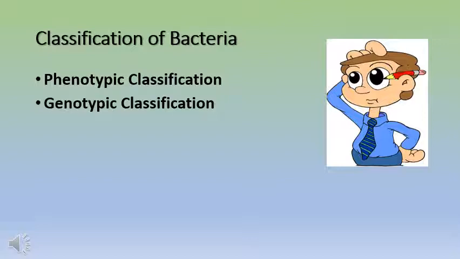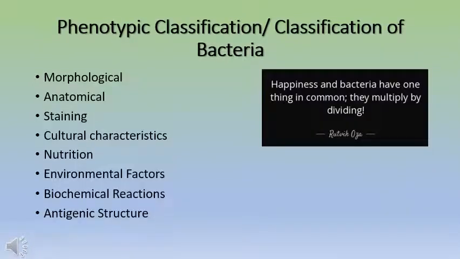And now we are going to start phenotypic classification of bacteria. So let's arrange some phenotypic categories of bacteria. We can classify bacteria on the basis of physical or phenotypic characteristics: on the basis of morphology, on the basis of their anatomical structure, on the basis of their staining reaction. Then we can classify on the basis of cultural characteristics, nutritional requirements, and how environmental factors can affect bacteria, and on the basis of biochemical reactions, and then antigenic structure. So there is a list of categories of phenotypes. Let's start with the most important.